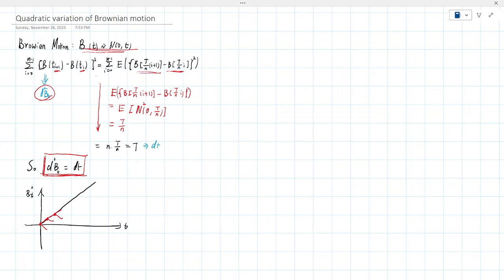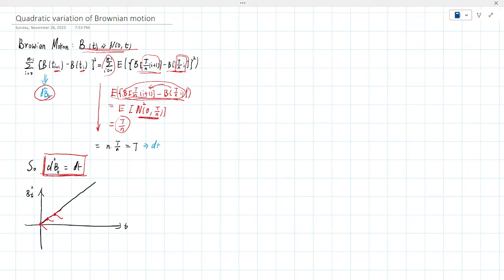This minus this, squared, can be considered as essentially two very infinitesimally small time slices. And essentially this minus this, based on the definition of Brownian motion, has a distribution that is essentially a normal distribution with variance t over n. Thus, the expectation value of this will be t over n.